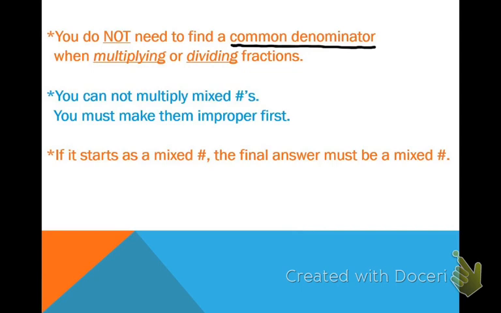Next up, you are never allowed to multiply mixed numbers. What does it tell you in blue you have to do to them first? You must make them improper first. Once you've turned it into an improper fraction, then you can move on. Read me the last and final thing on our screen today. If it starts as a mixed number, the final answer must be a mixed number, okay? So just remember, if it starts as a mixed number, make sure you end as a mixed number.